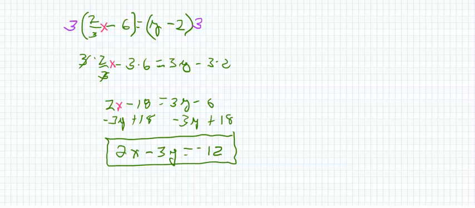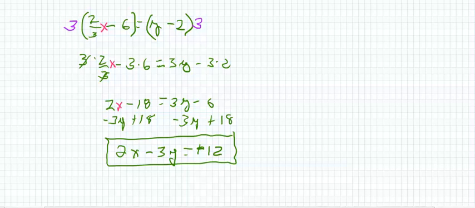Well, I bet somebody caught this mistake. Before I went on to the next example, I checked my work. Negative 6 plus 18 is positive 12. That's a positive 12, not a negative 12. Hopefully you caught that.